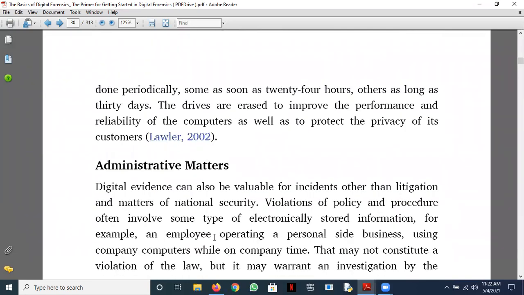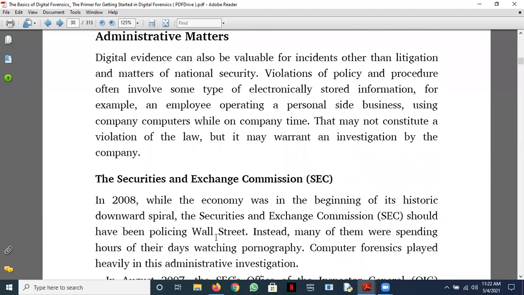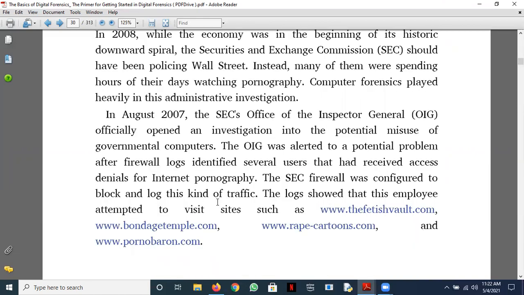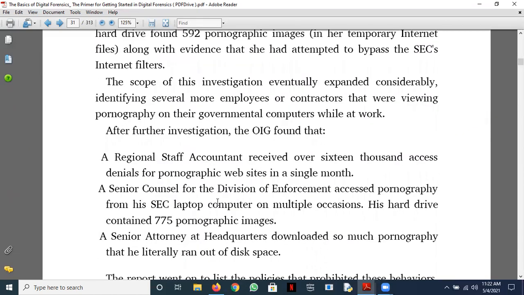And then in the end, we have the administrative matters, other than litigation and matters of national security. Like if somebody is violating some policy and procedure, or regarding some electronically stored information, if somebody is trying to steal information or something like that, or if somebody is bypassing some laws, then all these administrative matters can also be tackled with digital forensics. We do have some commissions regarding that, not to look too much into that.